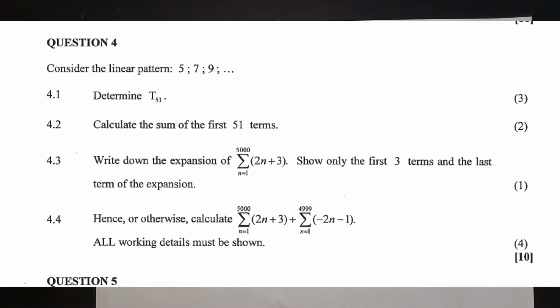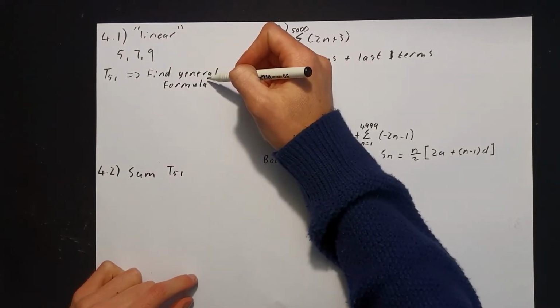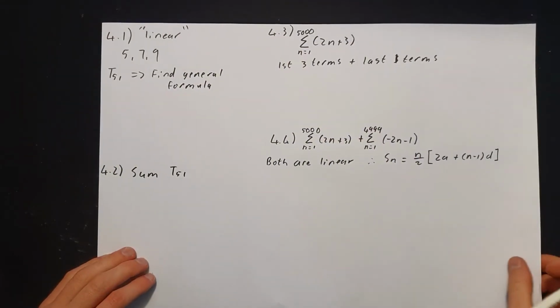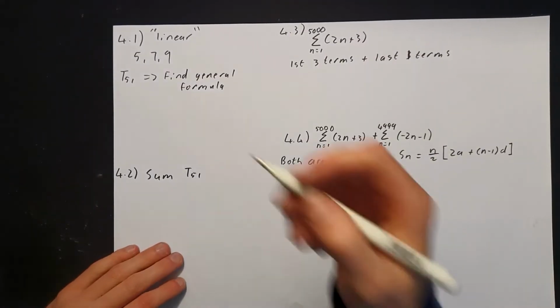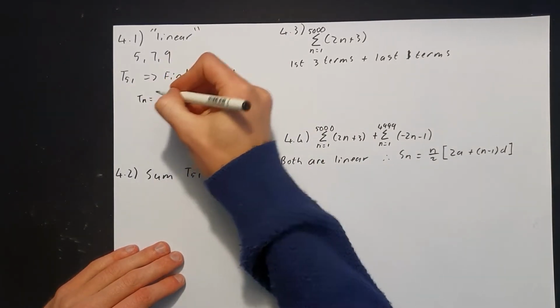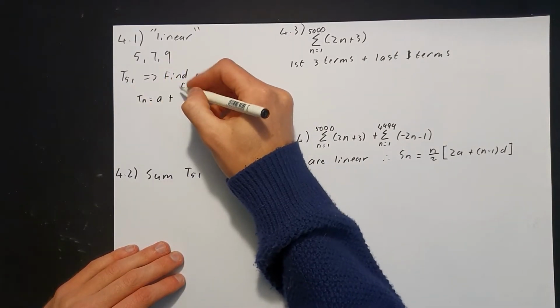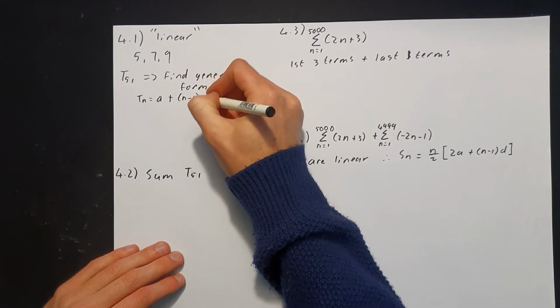Okay, let's start with question 4. So question 4 is looking at a linear pattern. We've been given 5, 7 and 9, and then question 4.1 says determine T of 51. So we're finding the general term or the general formula for the following sequence. We know that is Tn equals a plus (n minus 1) times d.